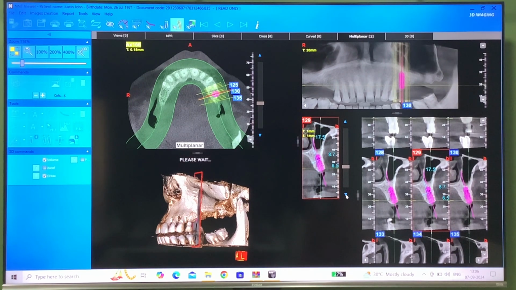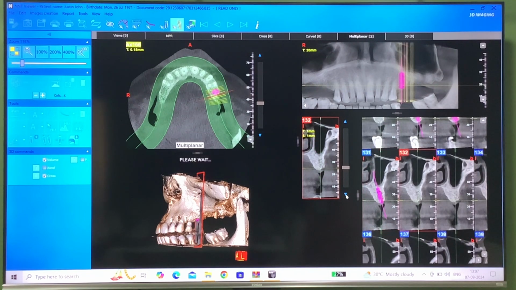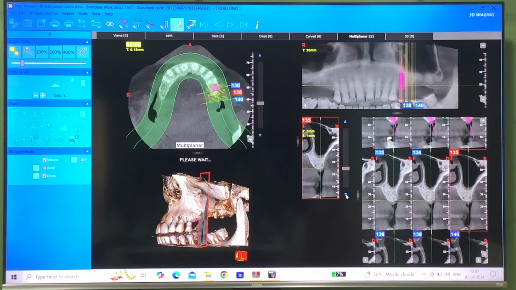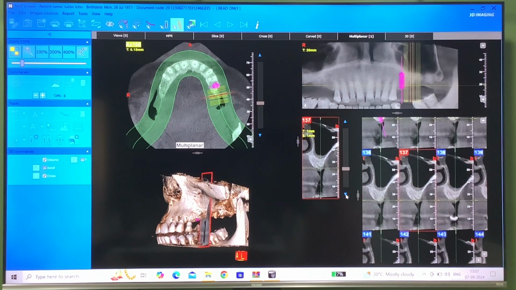We would move on to 2.6 region and we would see the available bone in 2.6 region. So this slice corresponds to 2.6 region and we would measure the available bone width first. So now you see we have a bone width of around 8.5, 8.7 millimeter. You have an available bone height of around 6 mm.